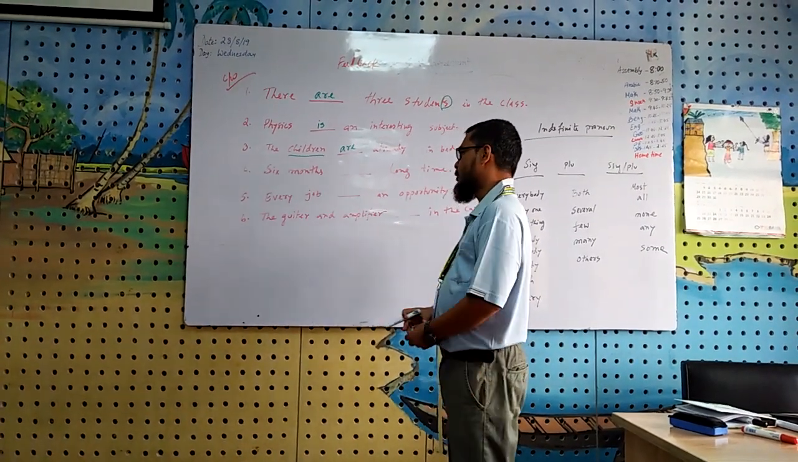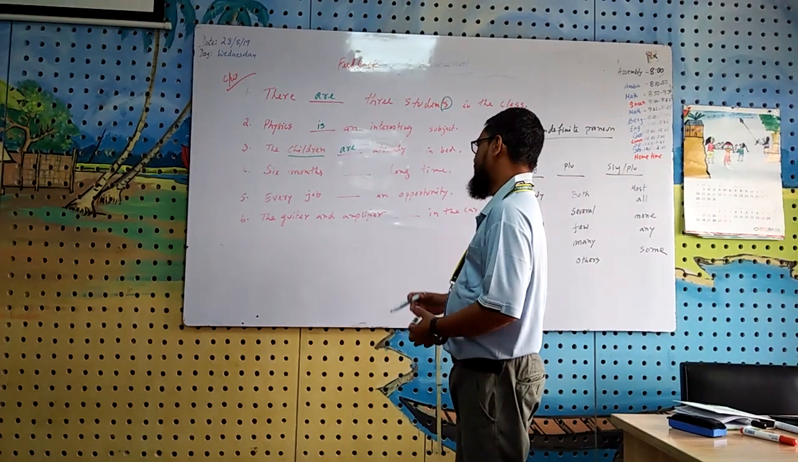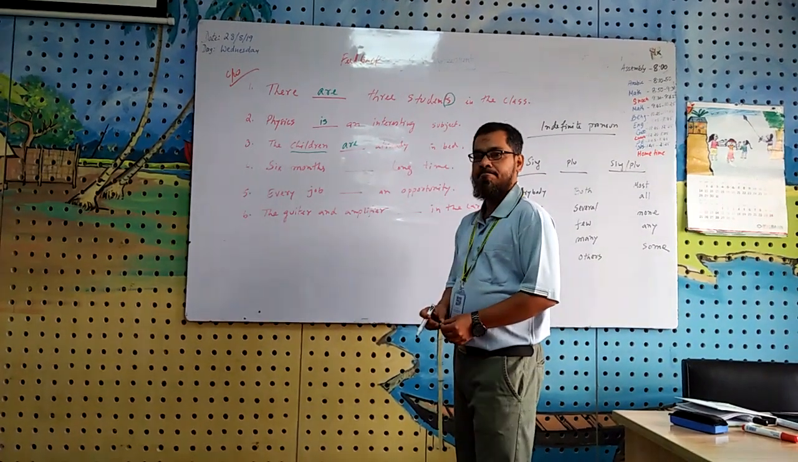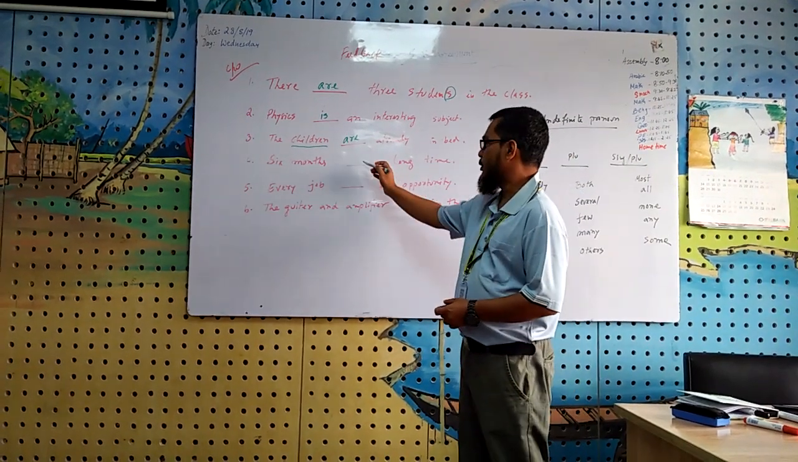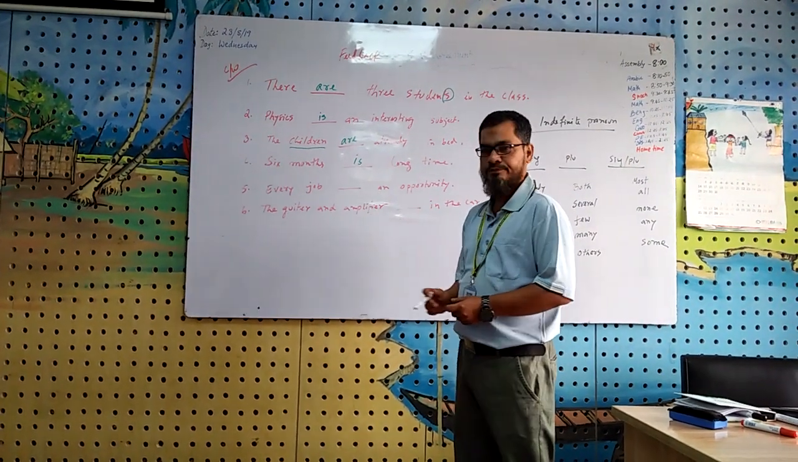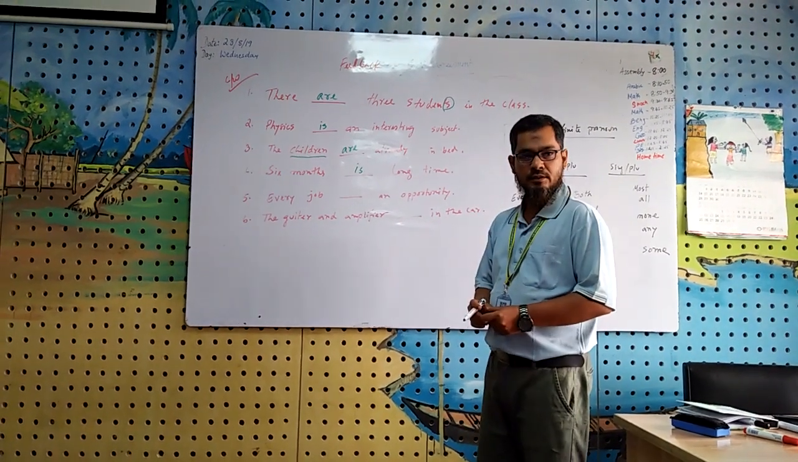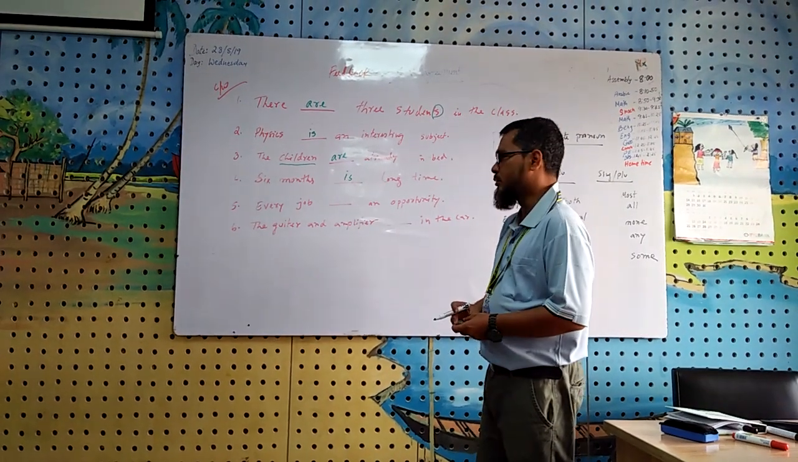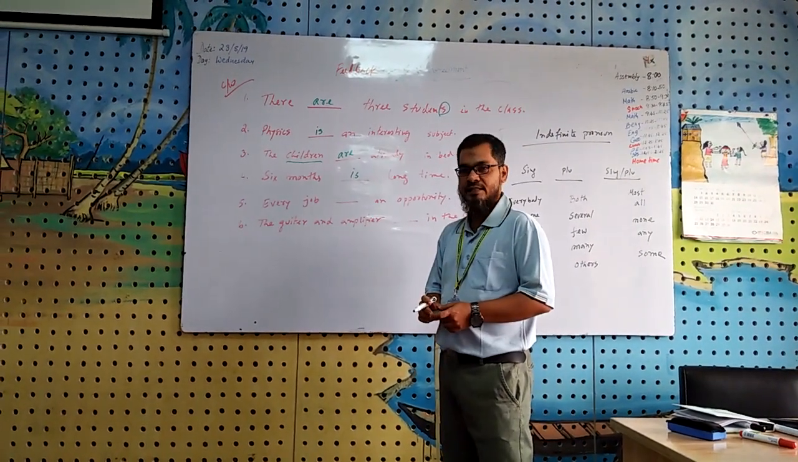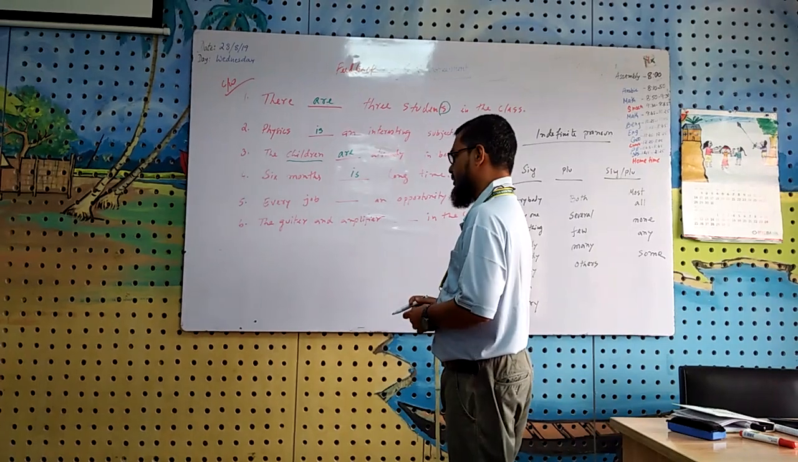Okay. Now, number 4. 6 months dash a long time. 6 months is a long time. Why will we use is? So is the singular. Which one is singular? 6 months, though it looks like a plural word, is singular. A single unit. Okay, nice.